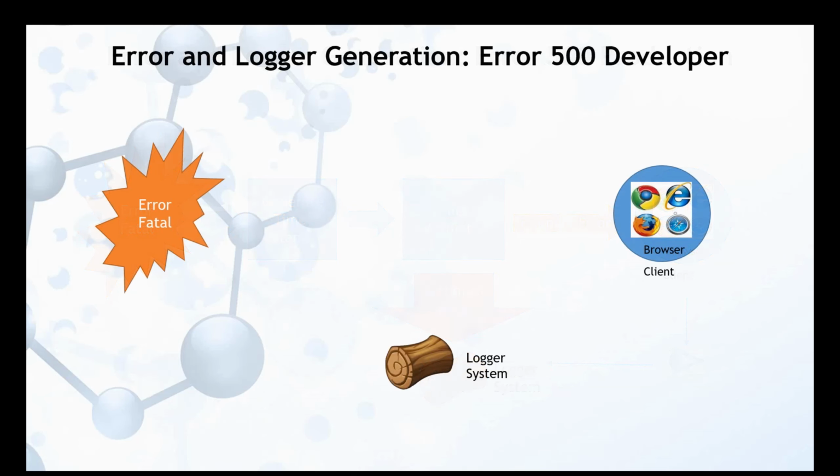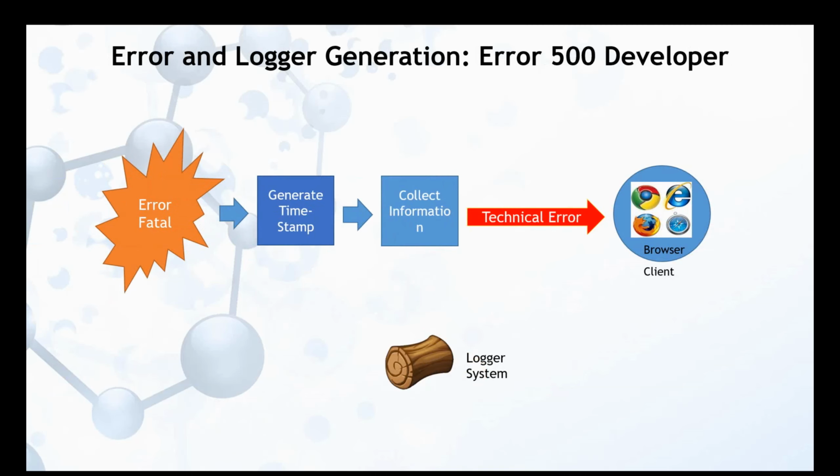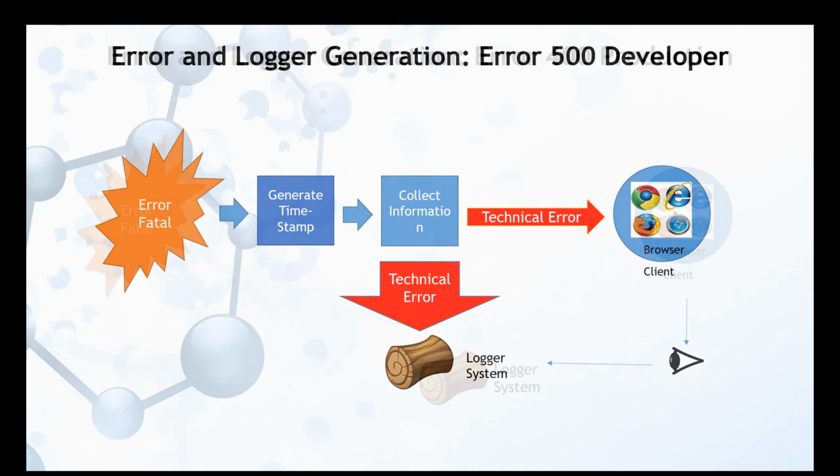In the case of a development environment, we can simply send the technical error to the browser because only the development and possibly the QA team will be able to see the information. We also need to send the error to the logger system and maintain a relation between the error sent to the browser and the entry in the log.